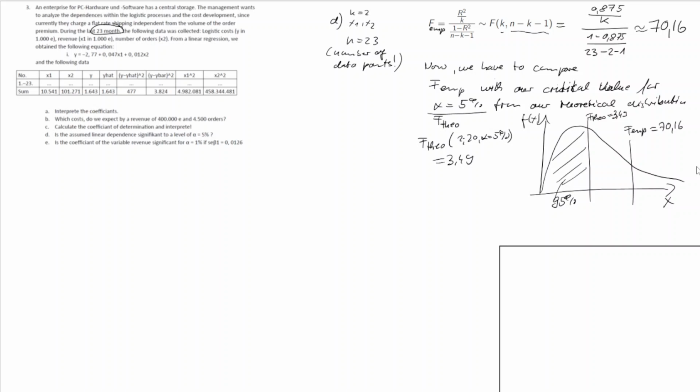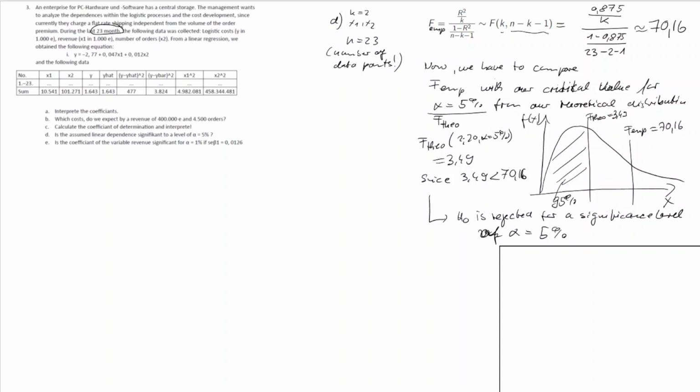and since 3.49 is smaller than 70.16, H0, or the null hypothesis, is rejected for a significance level of alpha equals 5%.